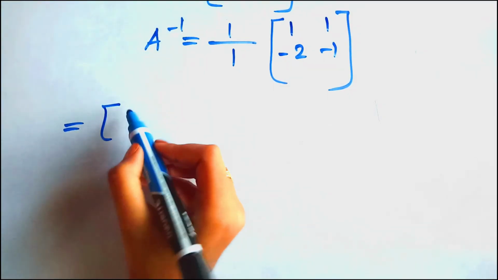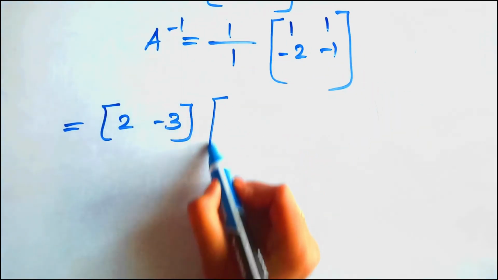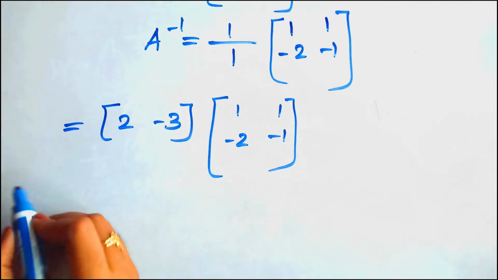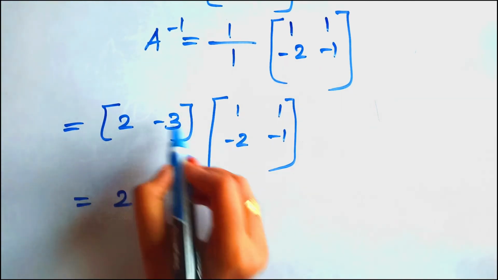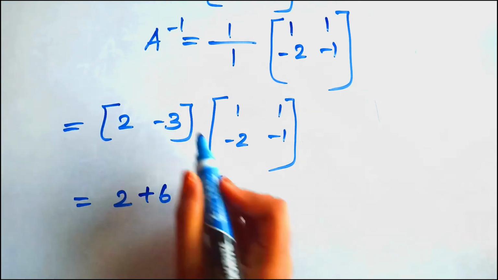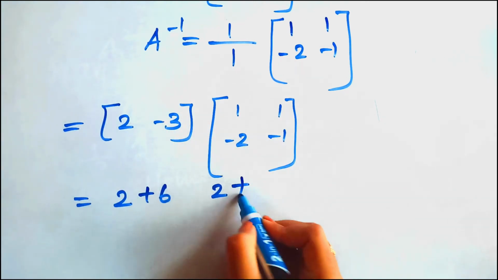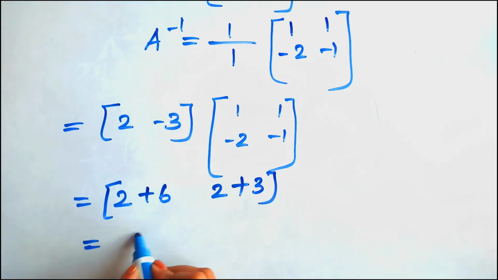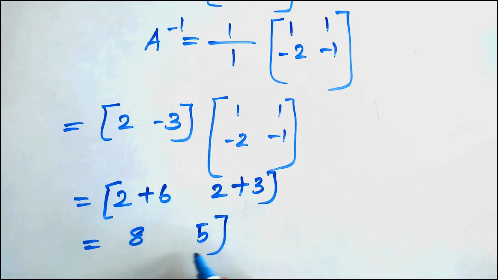So first the received matrix is 2, -3, and which we found is 1, 1, -2 and -1. So this is what we found, right? Now let's multiply 2 into 1, it will be a 2, and then minus into minus, it will be a plus here, and 3 into 2, it will be a 6, and then 2 into 1, it will be a 2, and then minus into minus, it will be a plus, and 3 into 1, it will be a 3. So therefore we got an answer 8, and 2 plus 3, it will be a 5, right?